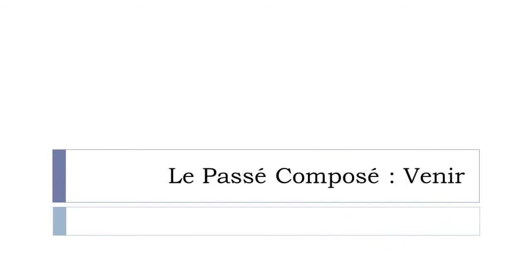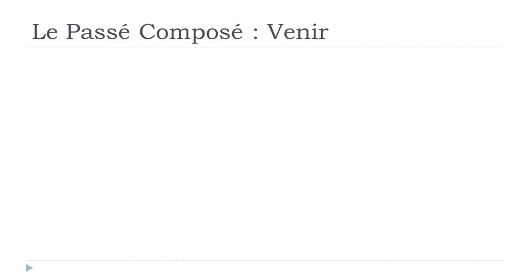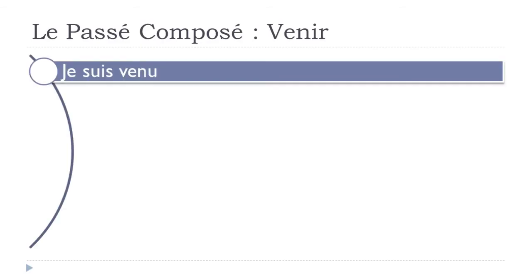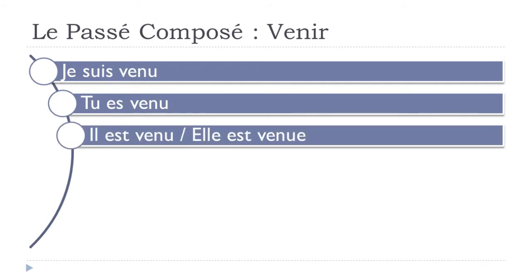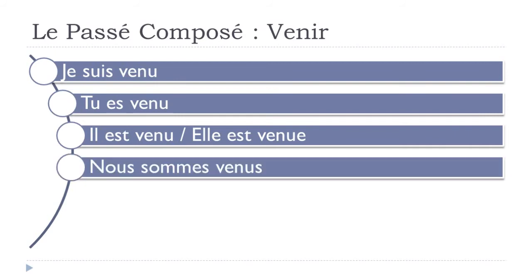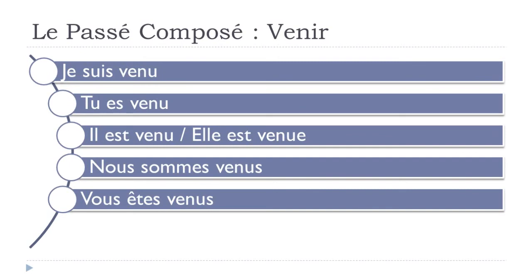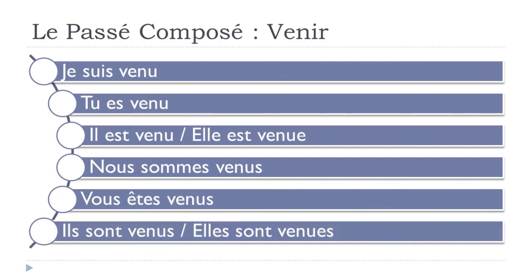Well, basically it's for important verbs, and this one, venir, to come, is quite important, especially because it's a bit tricky in a way. So we'll see why. Je suis venu. Tu es venu. Il est venu. Elle est venue. Nous sommes venus. Vous êtes venus. Ils sont venus. Elles sont venues.